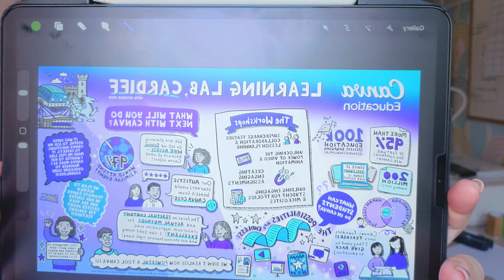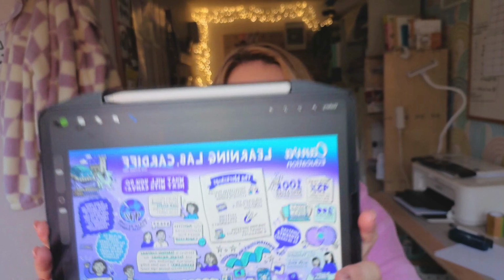Now, a really cool project that I worked on was with Canva Education for one of their learning labs in Cardiff, where I'm based. The brief was to capture what happened on the day and how it landed with the delegates. And this illustrated summary actually ended up being used in a global debrief meeting, which is pretty cool, to be honest. So I didn't just draw a picture of the day.